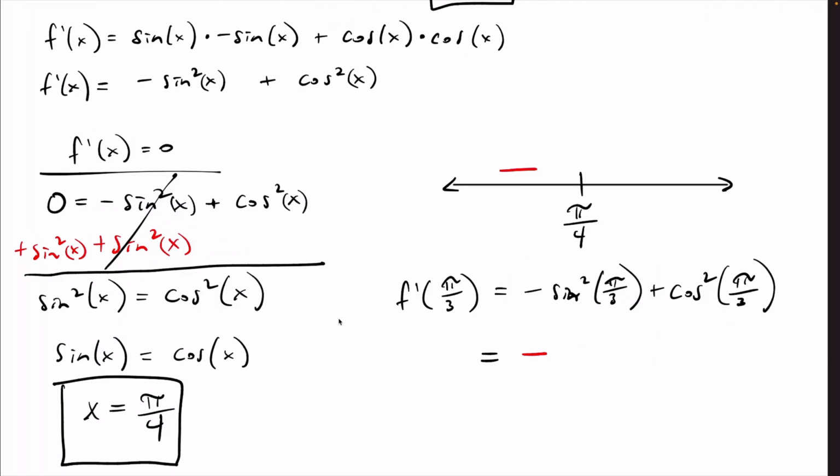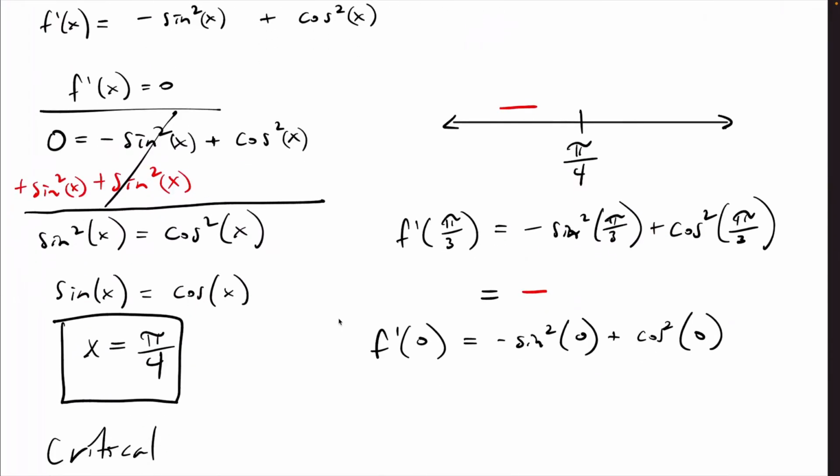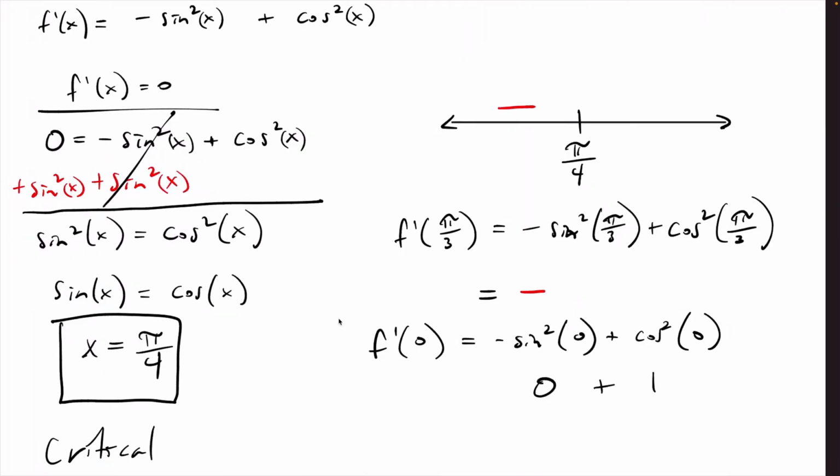Minus 0. Or negatives if you want, but 0. 2 pi. Well, sine of 0 is 0. So negative 0 is just 0. Cosine of 0 is 1. Squared is 1. So that's going to be positive. Min. Okay. So we have decreasing, increasing.